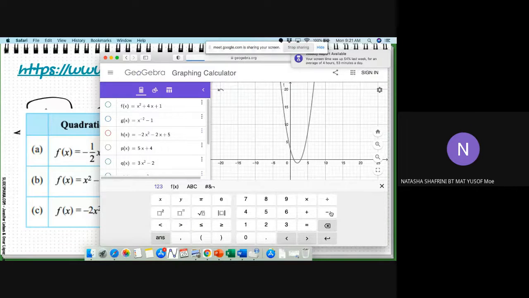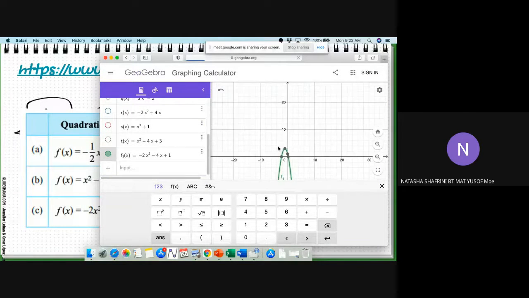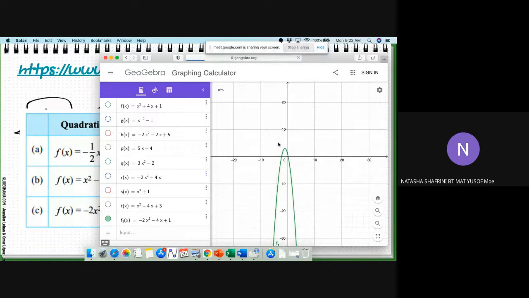Okay, next, the third one. Negative 2x² - 4x + 1. So now value of a? -2. Okay, good. Shape of graph? N shape. Okay, good. Maximum or minimum? Maximum, good. Okay, coordinates of point.